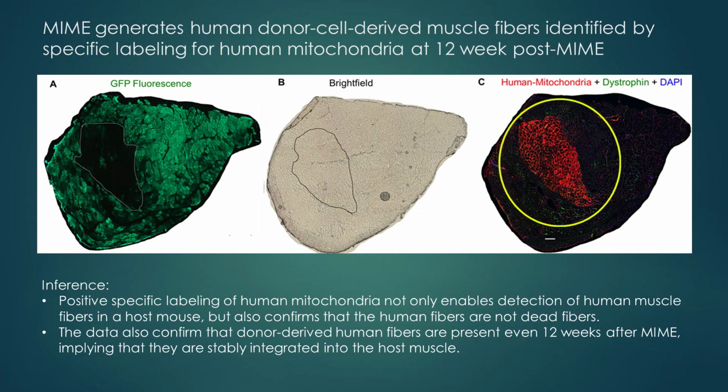In this picture, we are showing a cluster of human muscle fibers identified by the expression of a human-specific mitochondrial marker. This marker not only helps identify human muscle fibers, but it also confirms that the human mitochondria present in these fibers are in a healthy state, which means that the muscle fibers that have them are alive.